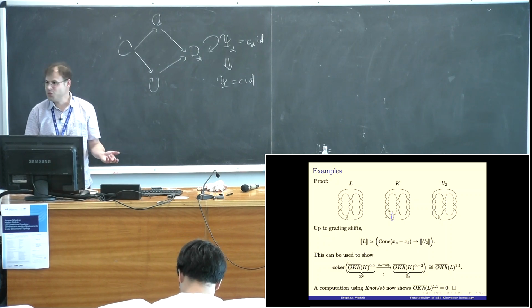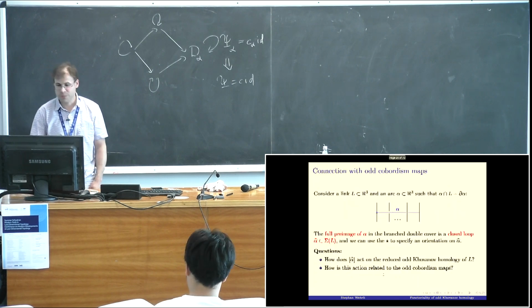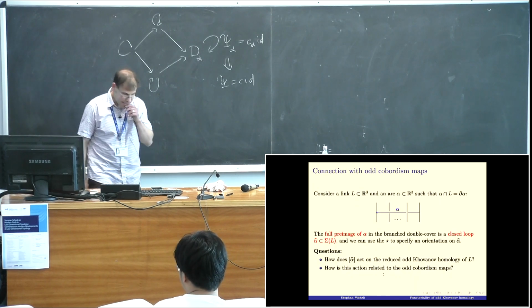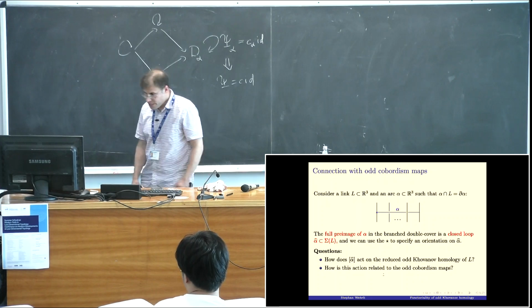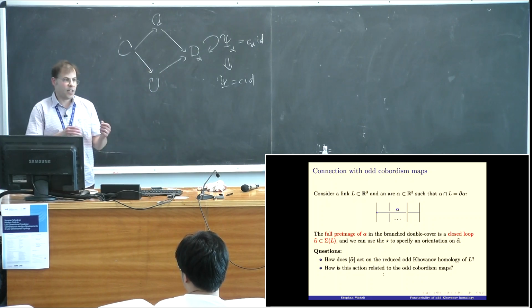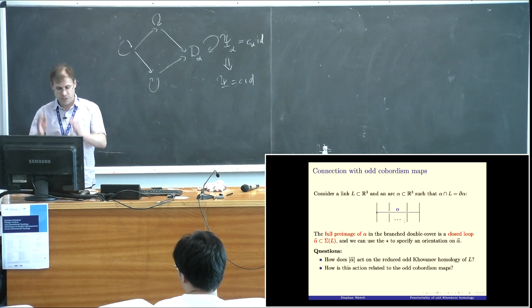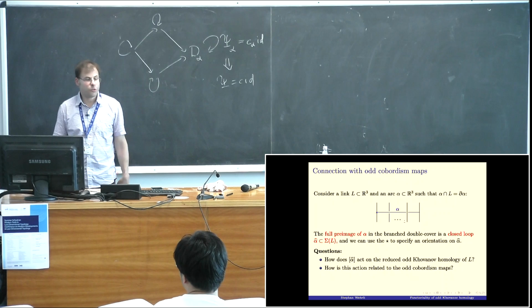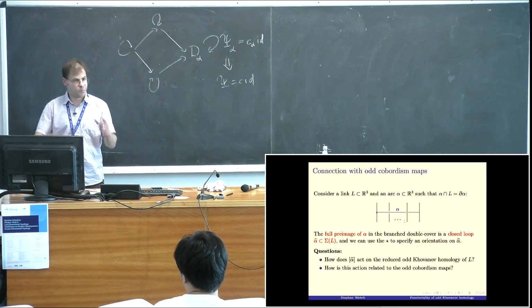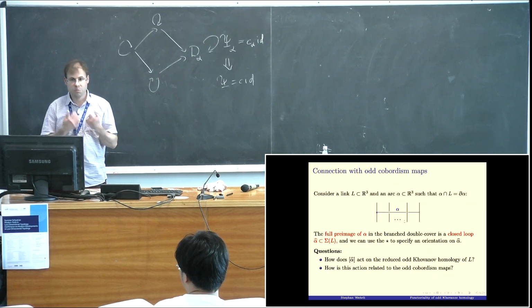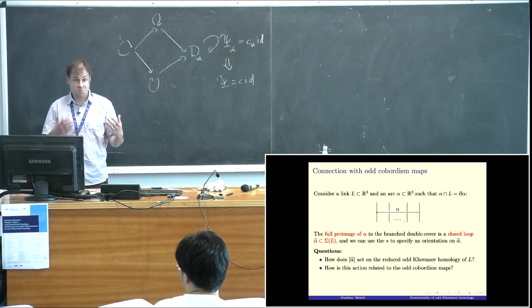But now we can ask, is it good for something? Is it related to cobordism maps, for example? And the answer is yes, there's a concrete relation. So consider some arc alpha that meets the link only in the endpoints. Here in this picture, this is the blue arc, and these vertical black strands are parts of the link. Then we can look at the preimage of this arc in the branch double cover. The preimage consists of two arcs which meet at the endpoints, so it's a closed curve. Then we can choose some orientation convention, so it presents some homology class.